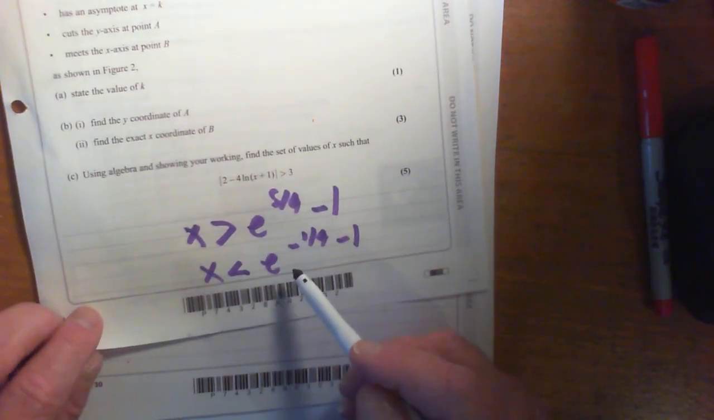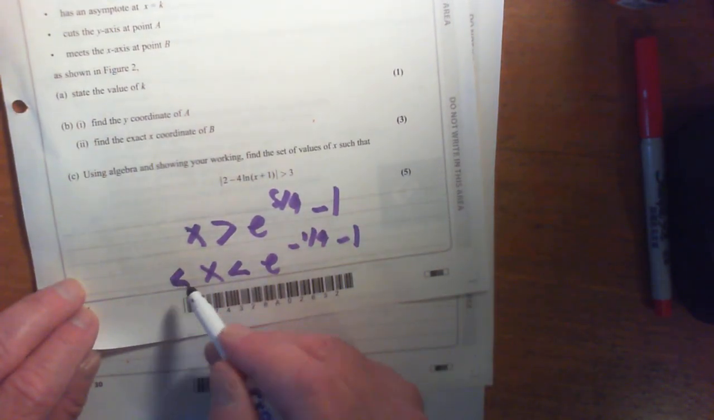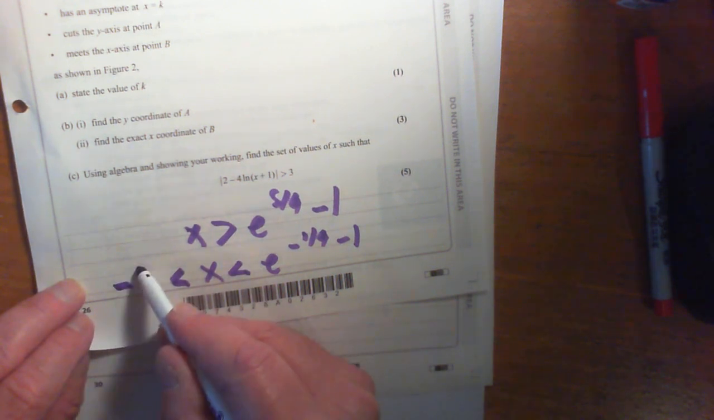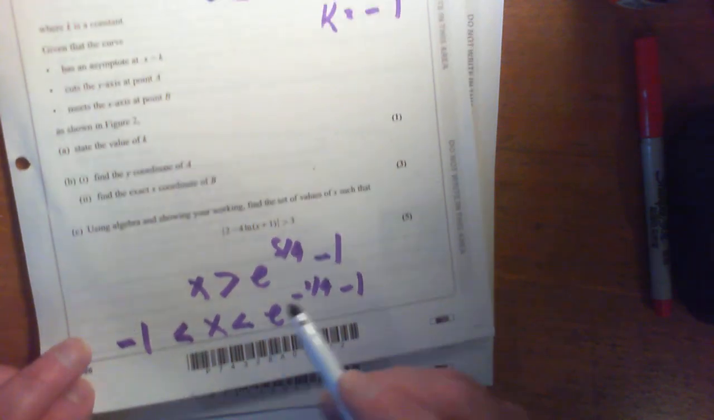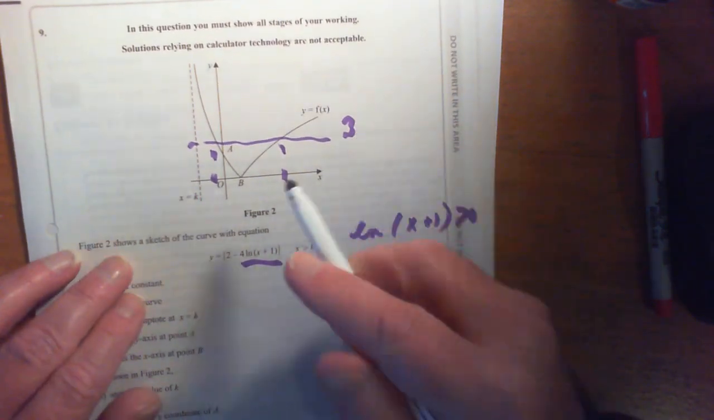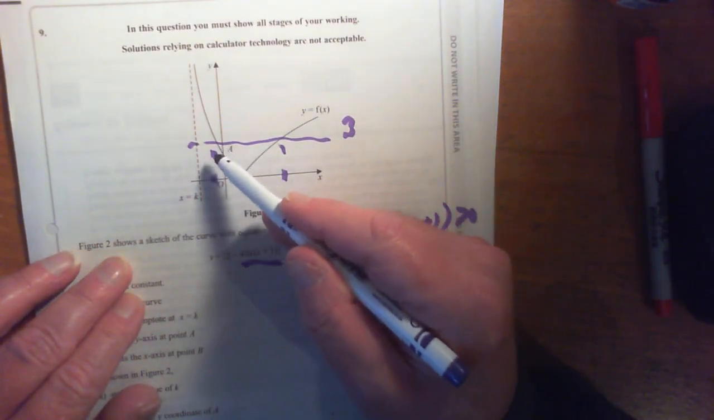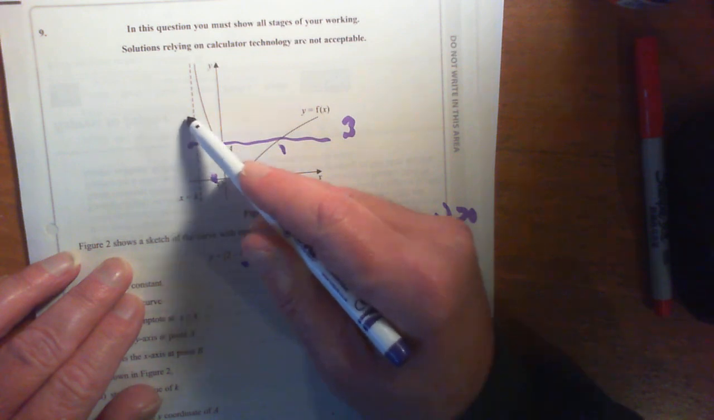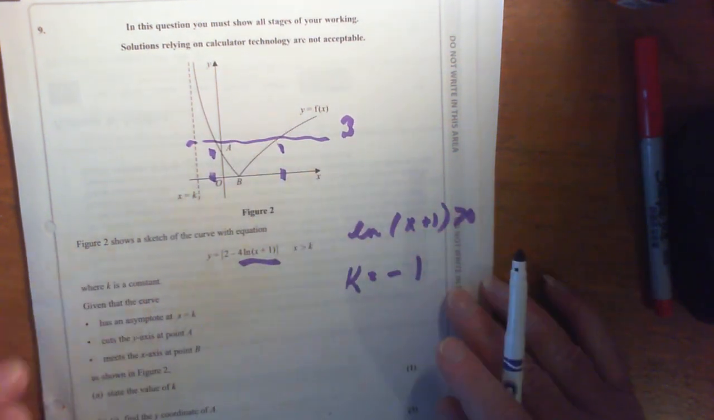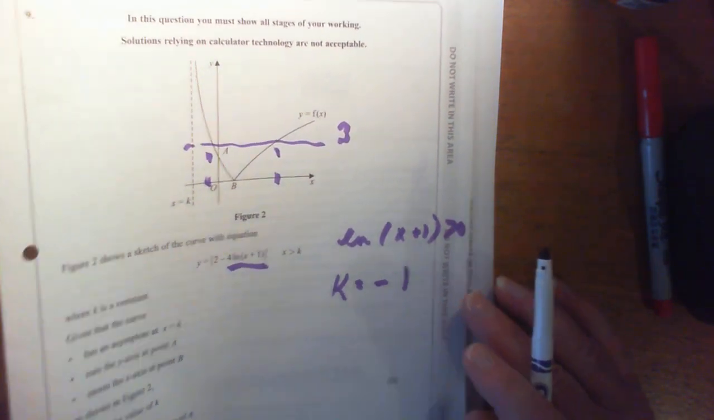But that is not the actual full answer. What you need to also put down, to get full marks, is that x is greater than -1, because that's what you've got from the diagram. It's obviously less than that value there, but it's also greater than -1. So that's what you need to put down for full marks.